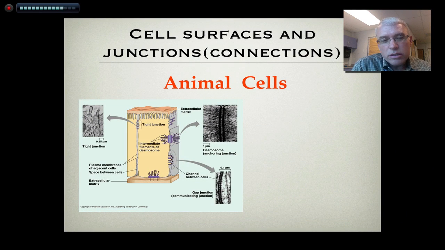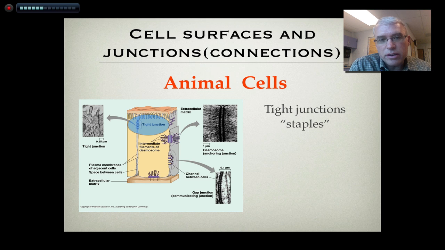Okay, animal cells also have places where they connect more tightly to each other, or where they can actually exchange materials between them. The first type of interaction here at the junction of animal cells is something called a tight junction. I like to think of these as staples because they hold the adjacent animal cells together very, very tightly, like a staple would hold a stack of papers together. And these tight junctions are what make some animal tissues very tough and difficult to tear. For example, your epidermal cells contain lots and lots of tight junctions, which make your skin flexible and movable but resistant to tears.